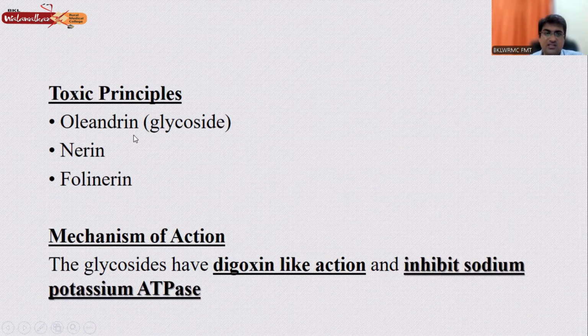Oleandrin is the glycoside poison, and the other two are nerin and folinerin. You have to remember these toxic principles. Then what is the mechanism of action? This glycoside has a digoxin-like action and inhibits the sodium potassium ATPase pump.